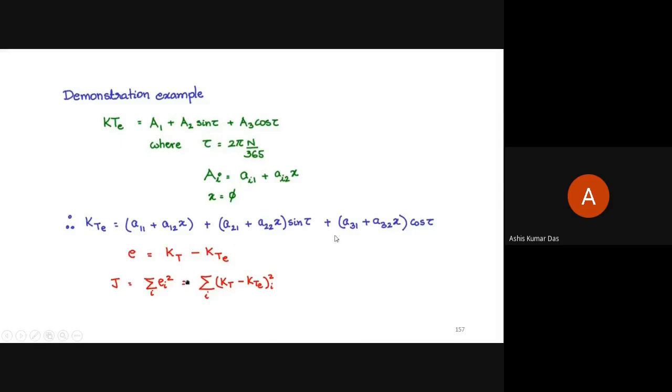And we will equate all these things equal to 0, because we have to get the minimum of this error. So we will have 6 equations and 6 unknowns, and if we simultaneously solve them, we will get the values of all the unknown coefficients, that is a11, a12, a21, a22, a31, a32, and so on.